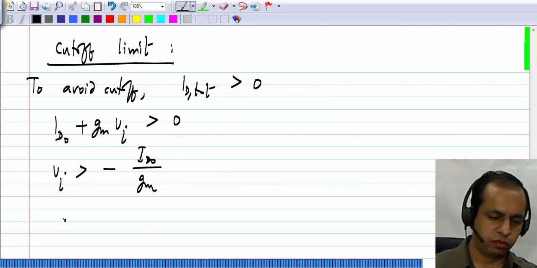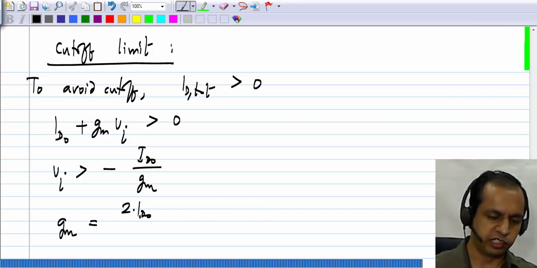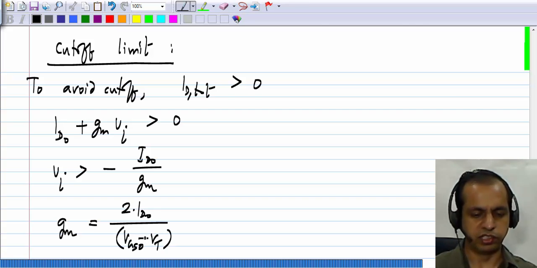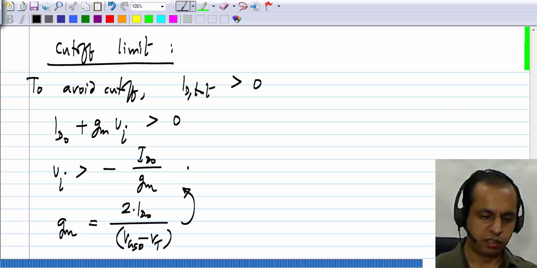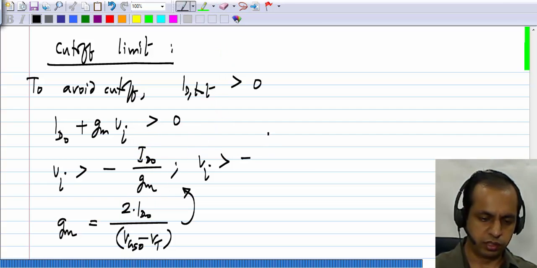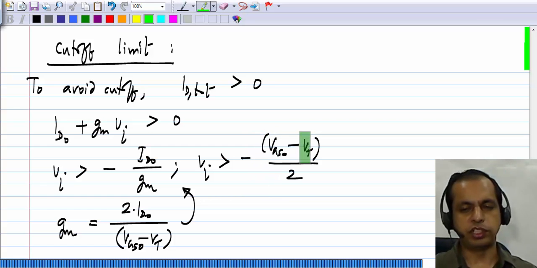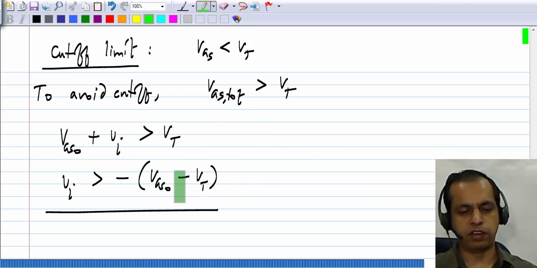Now we also know the gm of the transistor. One of the expressions for gm is 2 times ID0 by VGS0 minus VT. The 0 indicates that it's the operating point condition. So if I substitute it in there, what will I get? I'll get that vi should be greater than ID0 divided by this whole thing, which is minus (VGS0 minus the threshold voltage) divided by 2. Now this has VGS0 minus VT just like the other one, but there is an extra factor of 2.